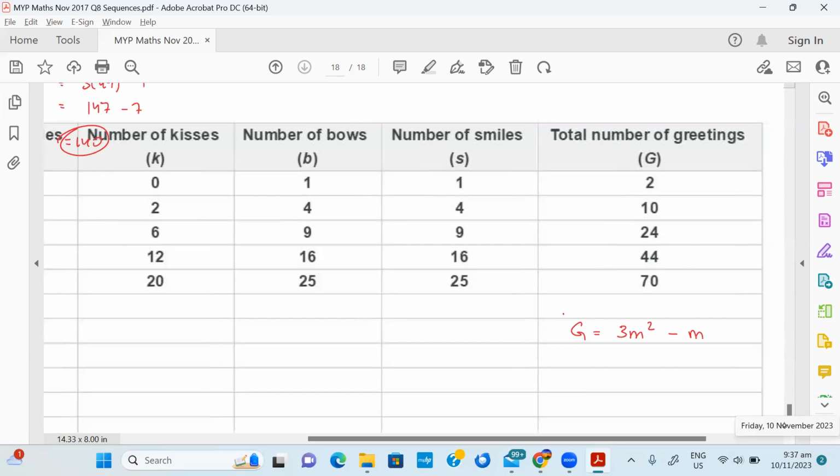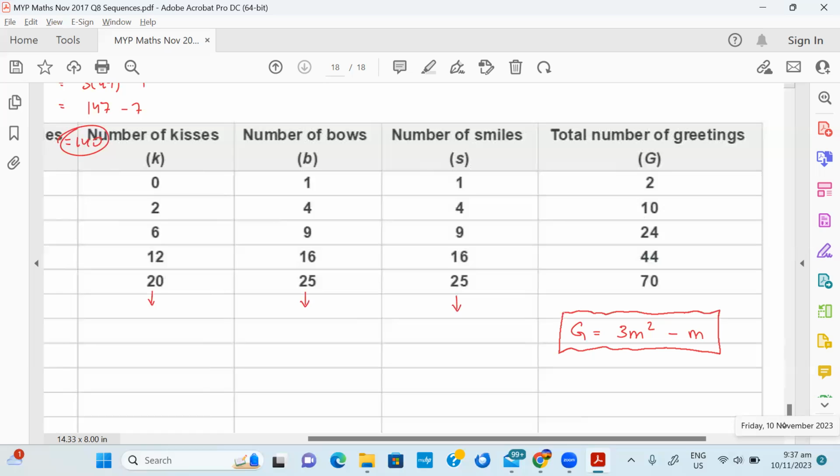Tell me quickly. The greetings column, the total greetings column, is made by adding which columns? A, B, and S. Good. So can I write all the general rules of all of these columns? If every value in the total column is made by adding these three columns, the general rule of the total greetings column should also be made by adding the general rules of all these columns.